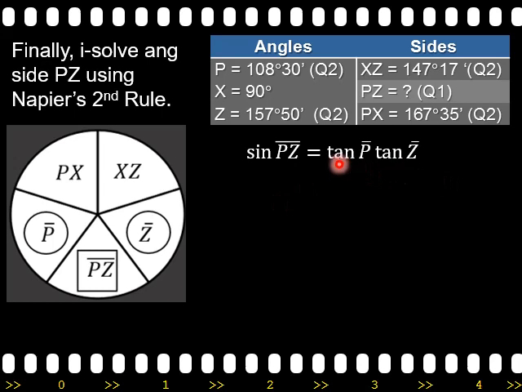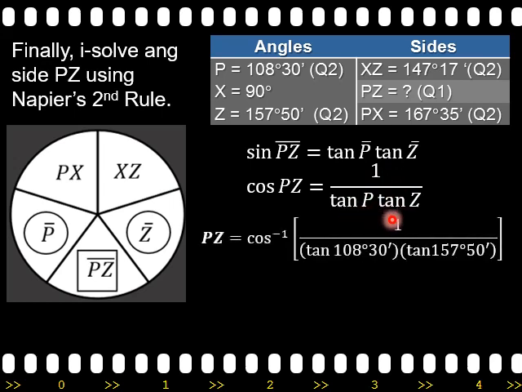Pero paano ito? Parehas silang dapat nasa baba. Okay, ano mangyayari sa taas? So, madali lang. Ang may iwan sa taas, yung 1. Okay, kaya magiging ganito siya. Yung sine, magiging cosine. So, tatanggalin natin yung bar sa PZ. That's equal to 1 over tangent P, tangent Z.